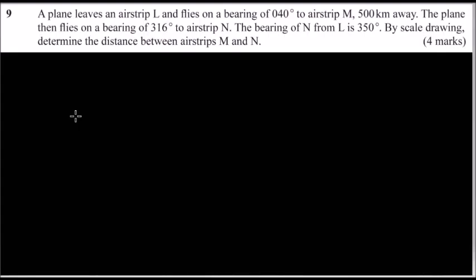Question number 9. A plane leaves an airstrip L and flies on a bearing of 040 degrees to airstrip M 500 kilometers away. The plane then flies on a bearing of 316 to an airstrip N. The bearing of N from L is 350. By scale drawing, determine the distance between airstrips M and N.